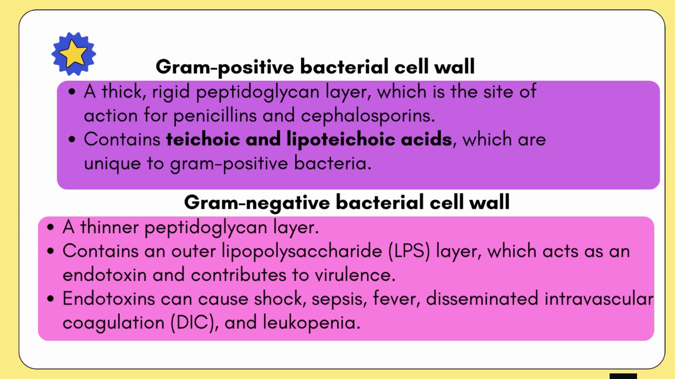A thinner peptidoglycan layer is unique to the gram-negative bacterial cell wall. It contains the LPS layer, which is an outer lipopolysaccharide layer that acts as an endotoxin and contributes to virulence. Endotoxins can cause shock, sepsis, fever, disseminated intravascular coagulation, which is DIC, and leukopenia.